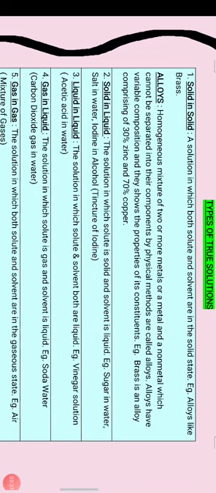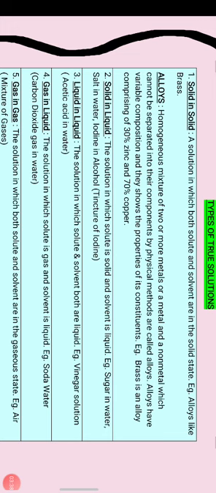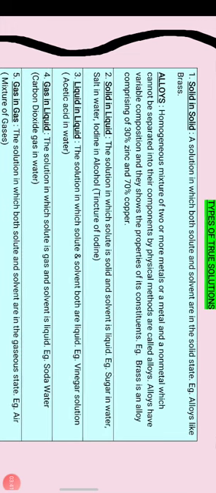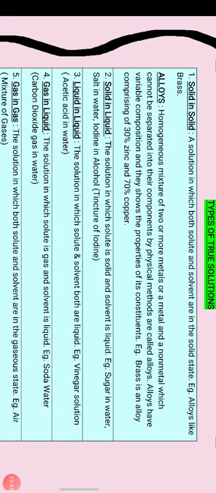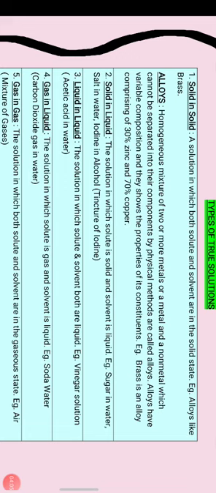First is solid in solid. Solid in solid means both the solute and the solvent are in the solid state. Example, alloys like brass. Now what are alloys? They are homogeneous mixtures of two or more metals or a metal and a non-metal, which cannot be separated into their components by physical methods, and they have variable composition. They show the properties of their constituents.